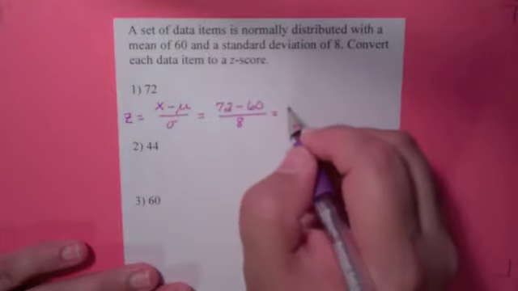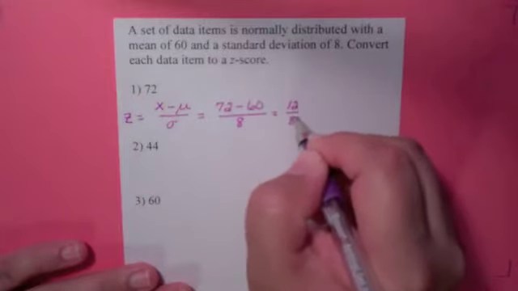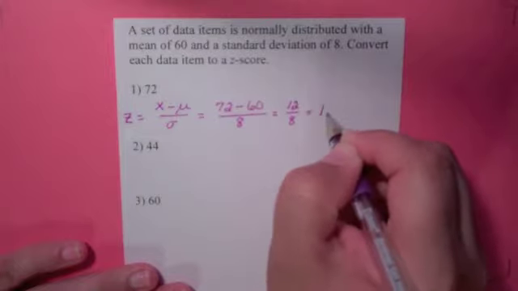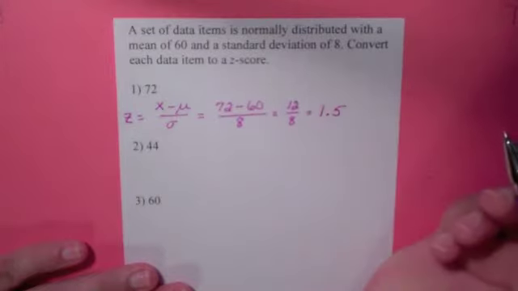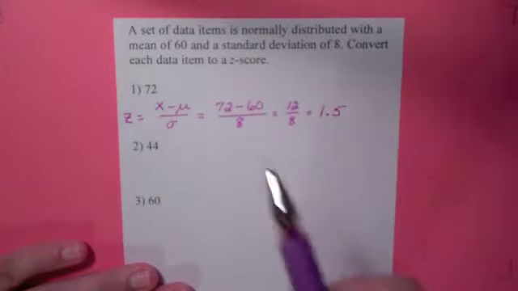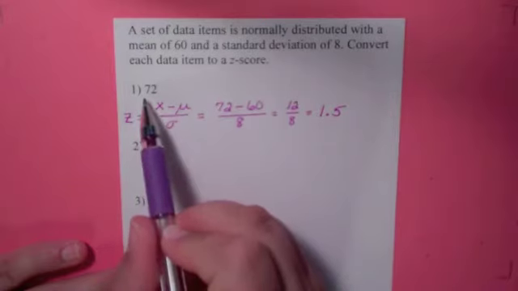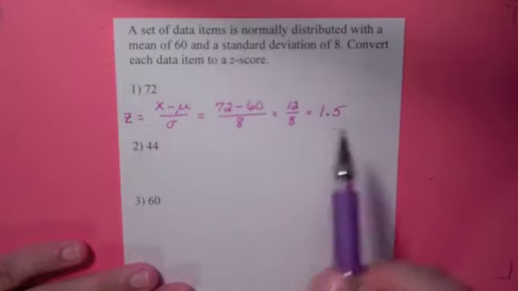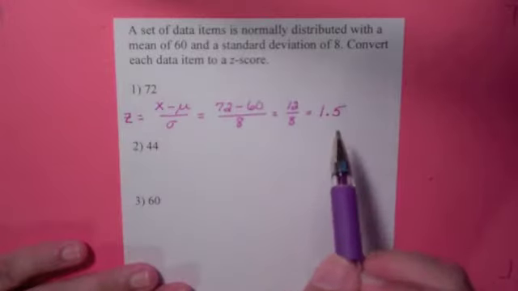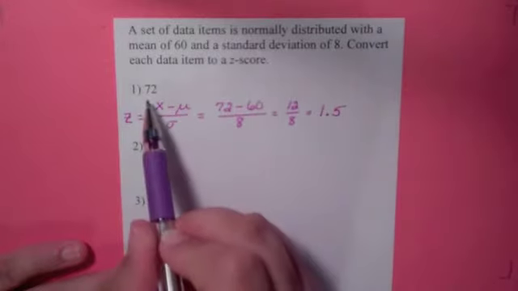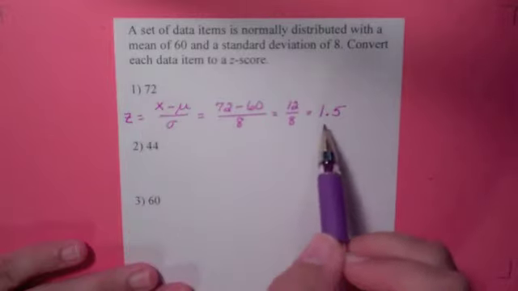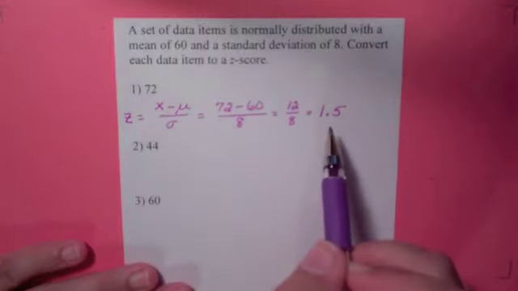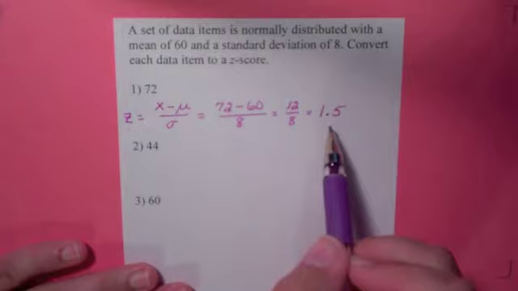72 minus 60 is 12. 12 divided by 8 is 1.5. Okay, so 72 was standardized, and it has a z-score of 1.5. And what this means is that 72 is 1.5 standard deviations above the mean.